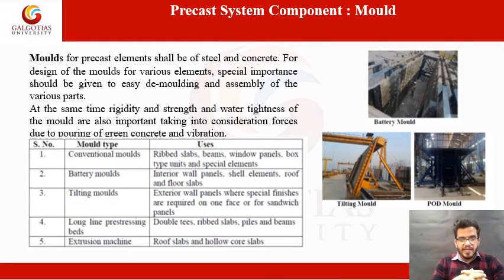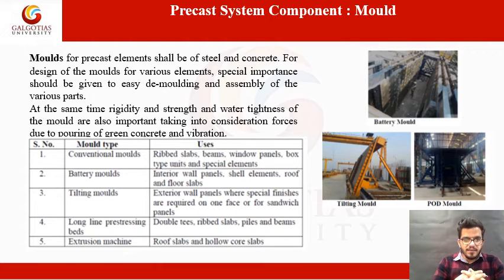So we have mold types and their typical uses. We have a conventional mold that is used in the construction of ribbed slabs, beams, window panels, box type units and special elements. We have battery molds that are used for interior wall panels, shell elements, roof and floor slabs. We have tilting molds that are used for the construction of exterior wall panels where special finishes are required on the face, for the sandwich panel.